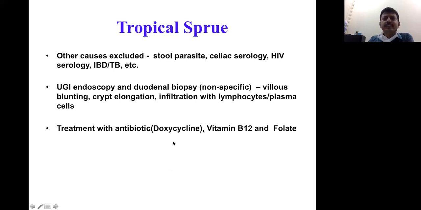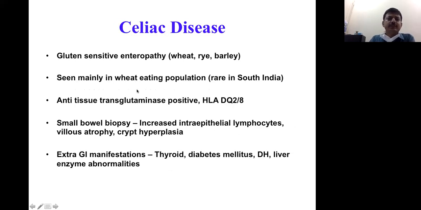The next condition is celiac disease. Celiac disease, also known as gluten-sensitive enteropathy, because patients are sensitive to gluten in the diet. Therefore it is mainly seen in the wheat-eating population, and so it's not very common in South India. But again, many of our patients come from North and Northeast, so we have to be aware of this condition.